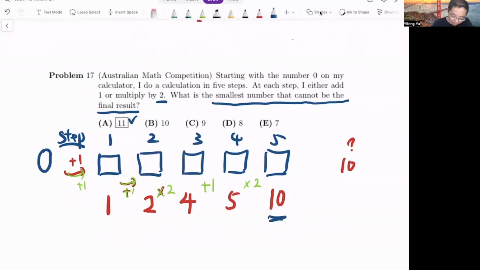Similarly, you can also get 9, 8, and 7. And you can see the only one you cannot get is 11. Actually all the others, like 1, 2, 3, 4, 5, you can get. The first number you cannot get by this operation is 11.